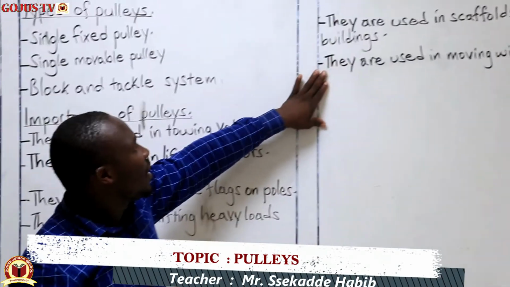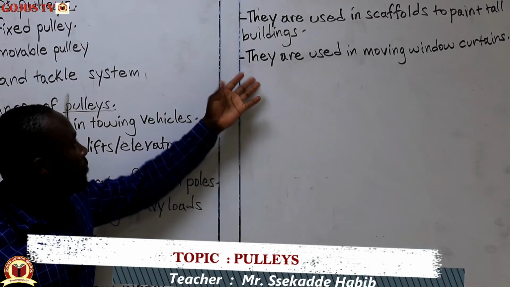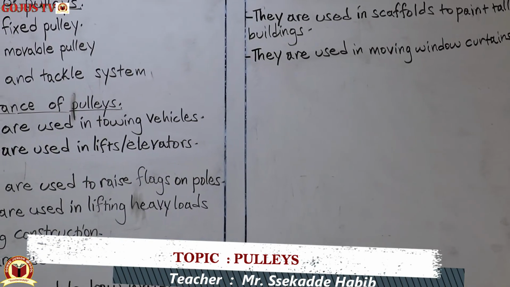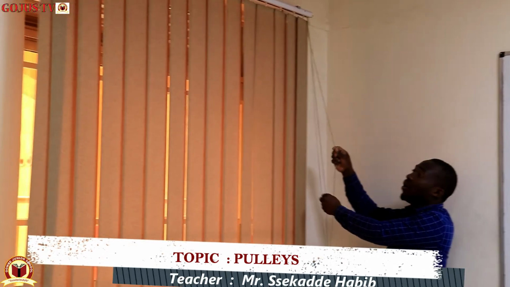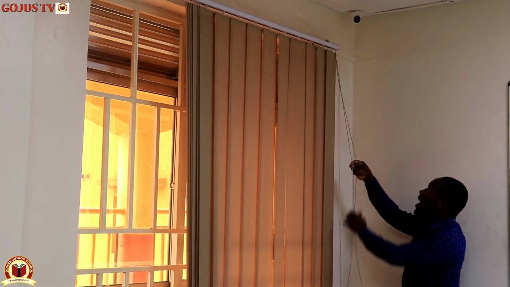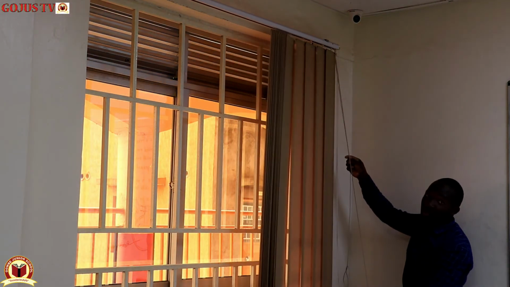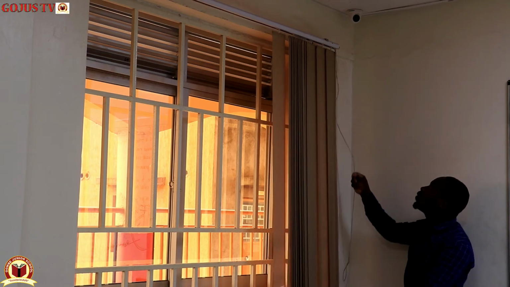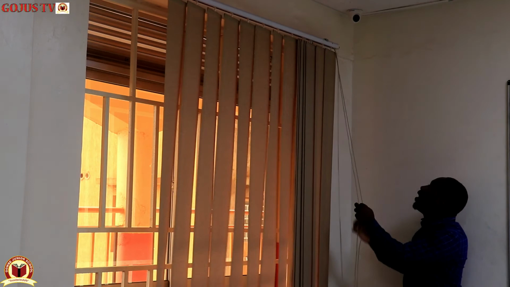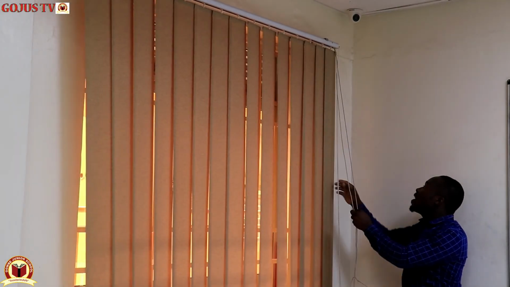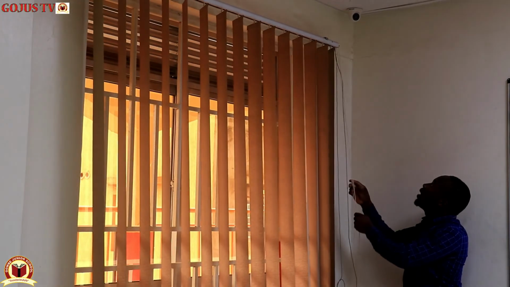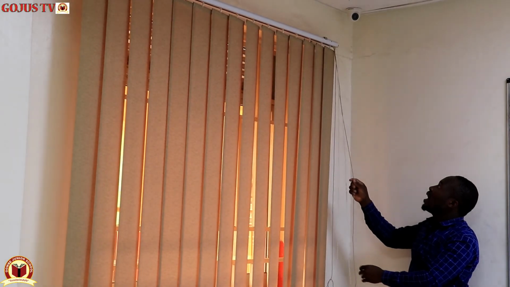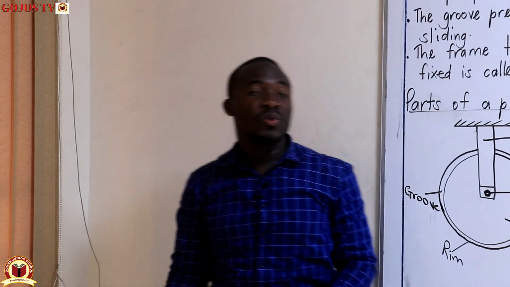Now, they are used in moving window curtains. We can have a small illustration of that. Looking at our window here, it also uses a pulley system. When we are to move these curtains, we can pull. You can see we are pulling the rope, and it is through the grooved rim that it is drawing this curtain. And if we want to move it back, we pull this other rope, this side. And then if we want to open partly, we can use this, and if we want to close, we can still move it like that. So this is one of the things that we use commonly at home that use a pulley system.